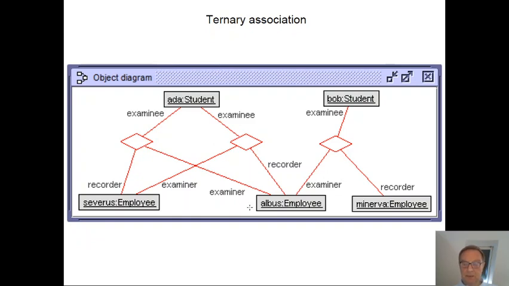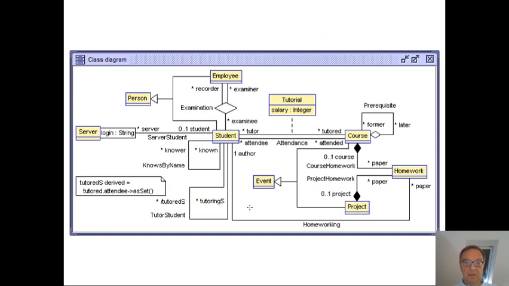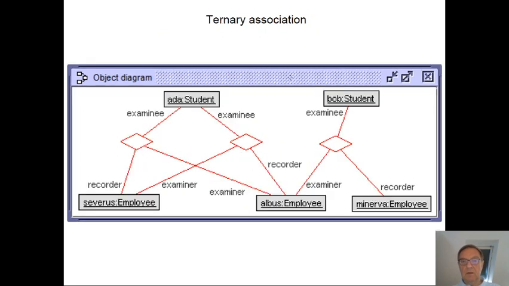So let us look at the multiplicities over here. The multiplicities are all star here. That means there are no restrictions on the number of examinations that one can participate in, either as an examinee, as an examiner, or as a recorder. And this is an allowed object diagram according to the previously shown class model.